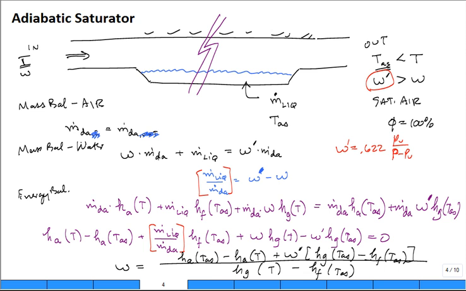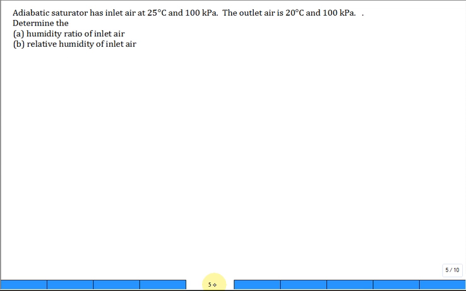Let me see if I can solve a problem to make this more real. An adiabatic saturator has an inlet temperature of 25 degrees C, and it's always going to be 100 kPa both at the inlet and at the exit. But the outlet air coming out, the TAS, is 20 degrees C. Determine the humidity ratio omega of the inlet air. What is this omega? And then also, what is the relative humidity of the inlet air? That's the big contribution of doing this.